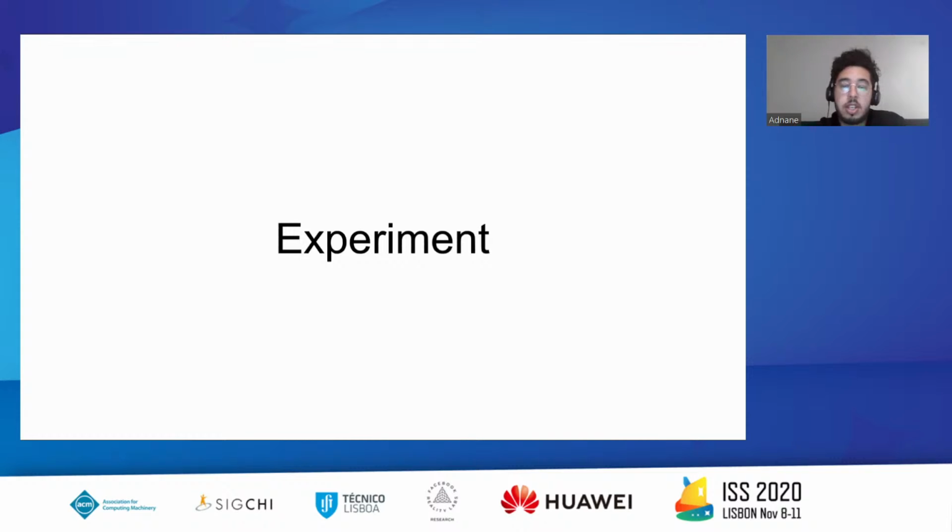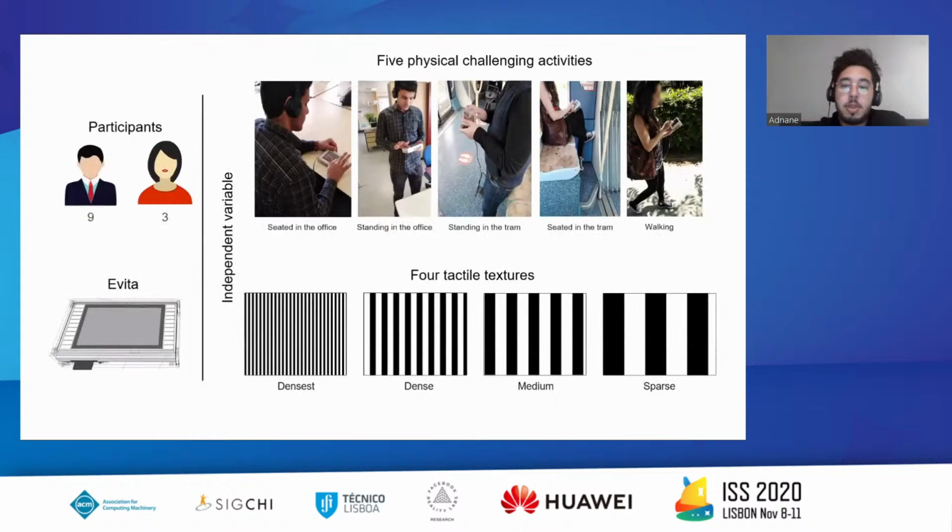Now I will explain the experiment section. We conducted an experiment to evaluate the effect of physical challenging activity on user perception of tactile texture. We considered 5 challenging activities that we think represent common situations where users often use their smartphone, which are seated in the office, standing in the office, standing in the tram, seated in the tram, and finally walking.